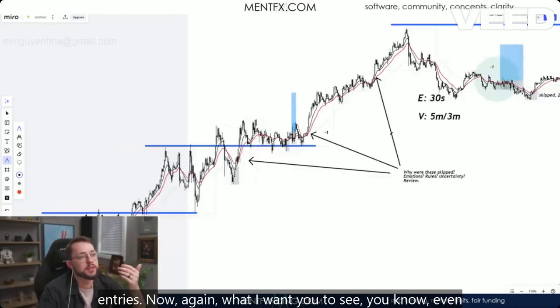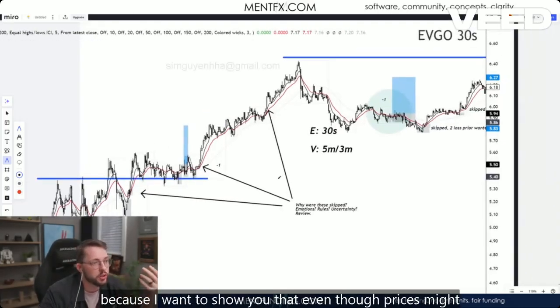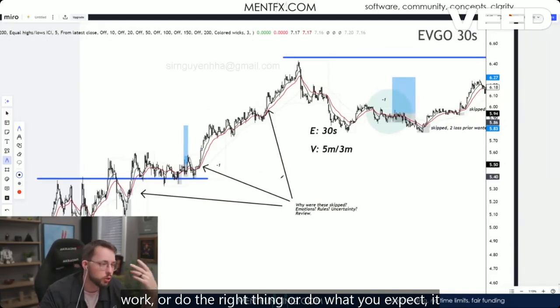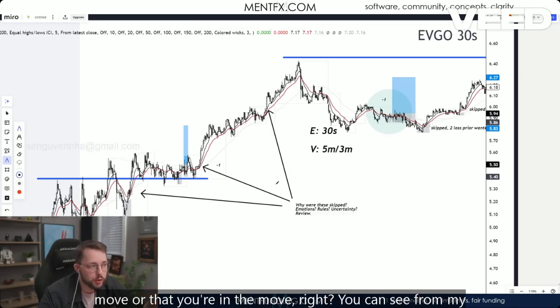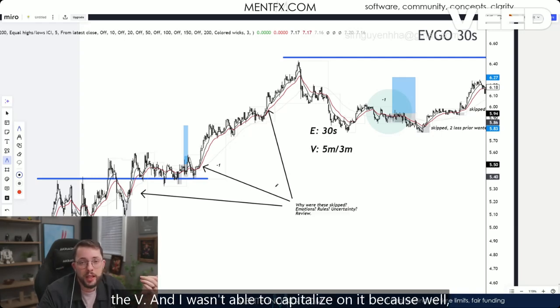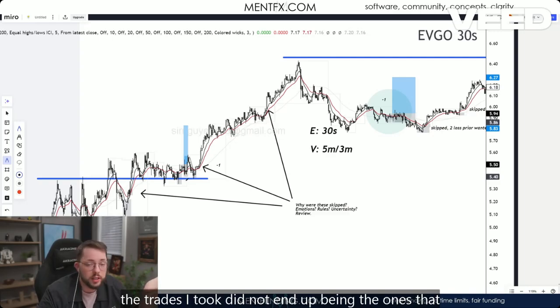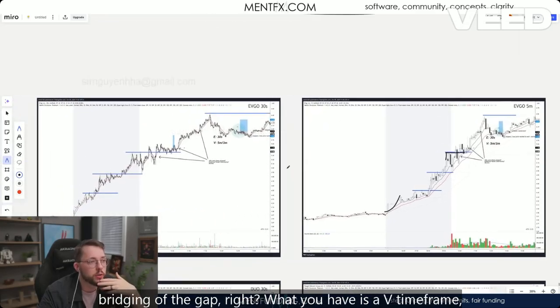Now, again, what I want you to see, and the reason I'm including this, is that even though prices might work or do the right thing or do what you expect, it doesn't necessarily mean that you're making money on the move or that you're in the move, right? You can see from my own personal trading, this is a beautiful example of a market that did work, moved the way it should on the E and the V, and I wasn't able to capitalize on it because the trades I took did not end up being the ones that delivered. That's perfectly fine. But this is your first bridging of the gap, right?